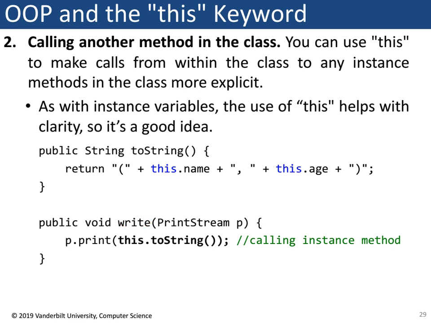So rather than copying this code, which would be redundant, and redundancy is bad, instead we can say p.print, and then as the parameter we can actually call the toString method from inside of the write method. And we do this using the this keyword. So this refers to the implicit parameter, dot toString. So this calls the instance method toString that is a part of the implicit parameter's object.